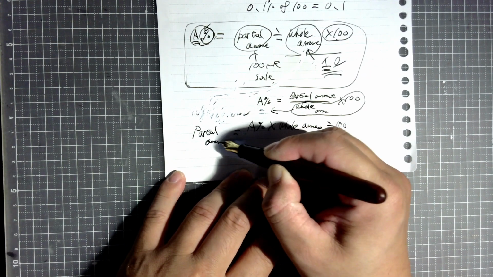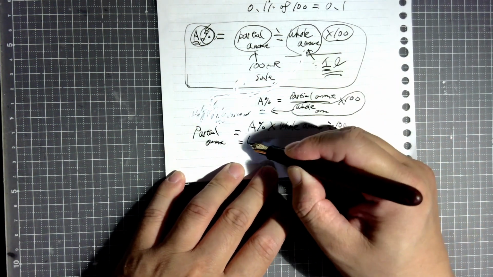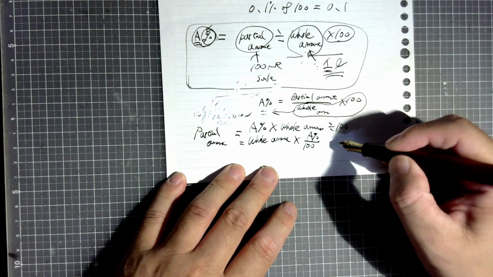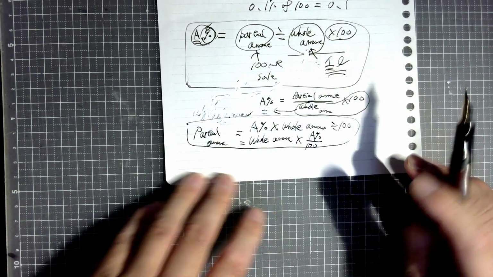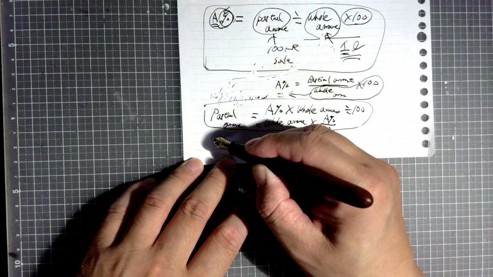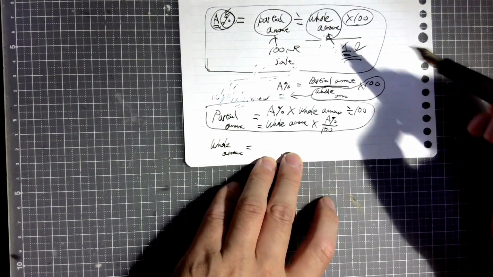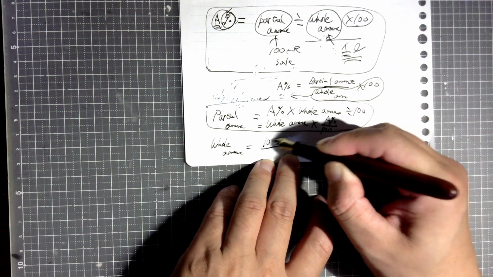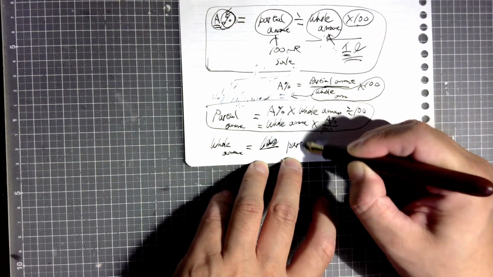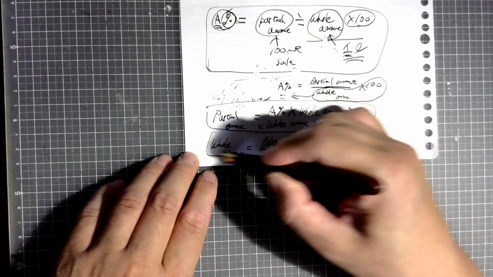So to make it simple, the partial amount is expressed as the whole amount times 8% divided by 100. This is the formula of the partial amount. Likewise, let's find out the formula of the total amount, the whole amount. So the whole amount is expressed as the partial amount times 100 over 8%. This is it.